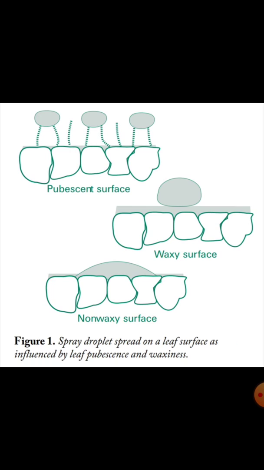Sometimes the leaf surface is pubescent, that is, a hairy surface having small hairs over it. These hairs can easily hold the spray droplet, but if the hairs are very dense, they can inhibit the absorption. If they are fewer in number and not very dense, then they can easily hold the droplet of a spray.